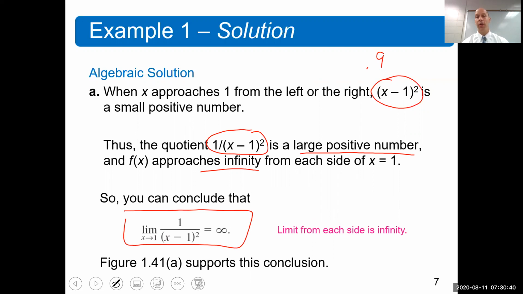And it actually applies to both sides. If I came in from the right side of 1, I'm still going to get a small positive number, and a positive divided by a positive is positive.